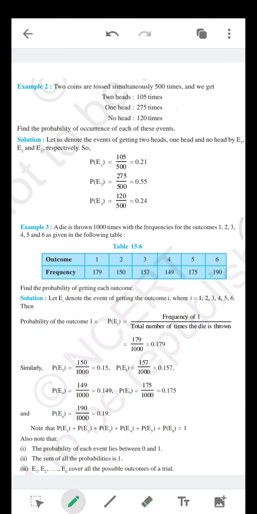What is the probability of the first? He is asking E1. E1, that is 2 heads, is 105 times favorable by 500. When you divide, you will get 0.21. Then E2, probability of getting 1 head, it's 275 favorable outcomes, 275 by 500. Again divide, you will get 0.55. Next is 120 by 500. Here total number of outcomes were 500, and these are the favorable outcomes. We can find the probabilities. Next one, you can see example number 3.